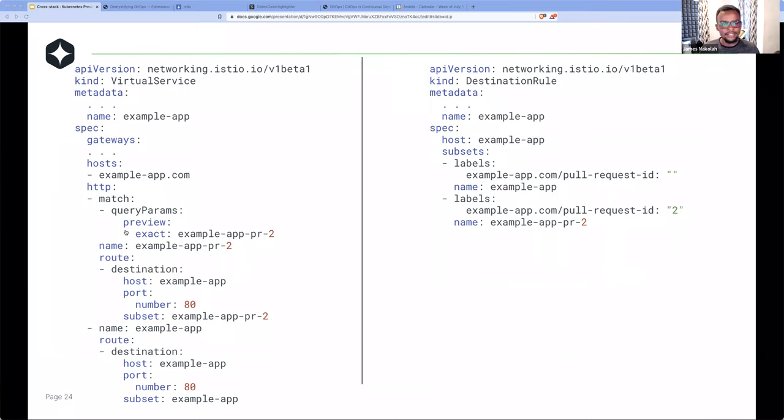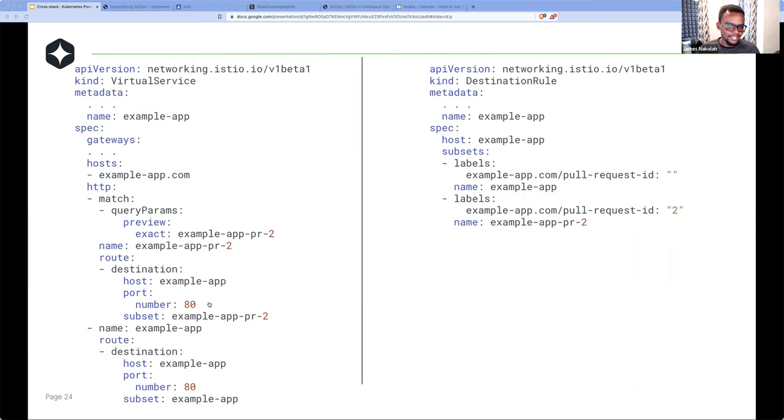So for HTTP, we can use query parameters, we can use cookie headers, but basically we can use a number of parameters, including URIs, to specify the route or the destination of the service. So in this example, we are routing our traffic to the example app service.